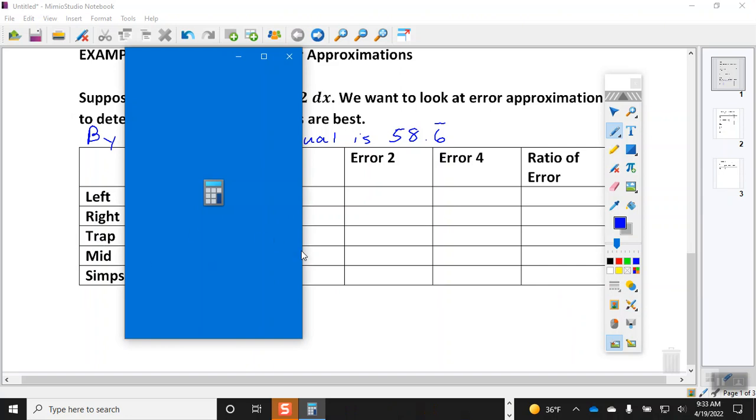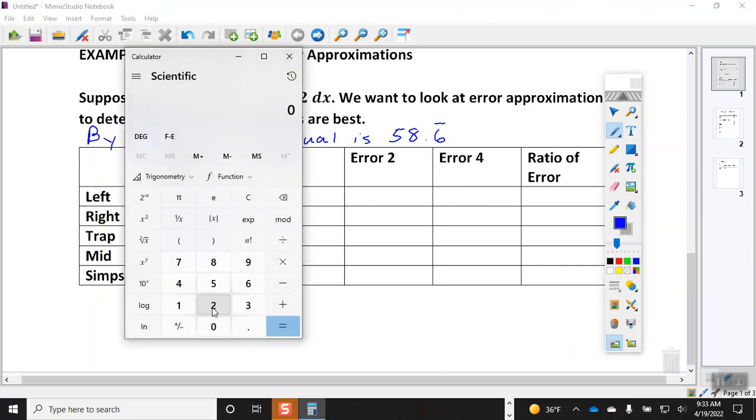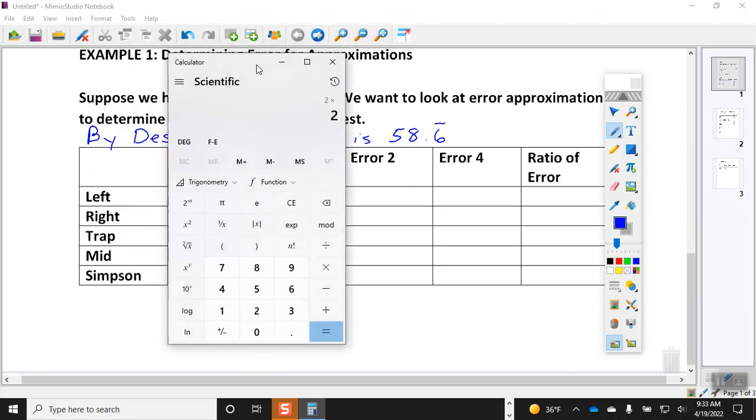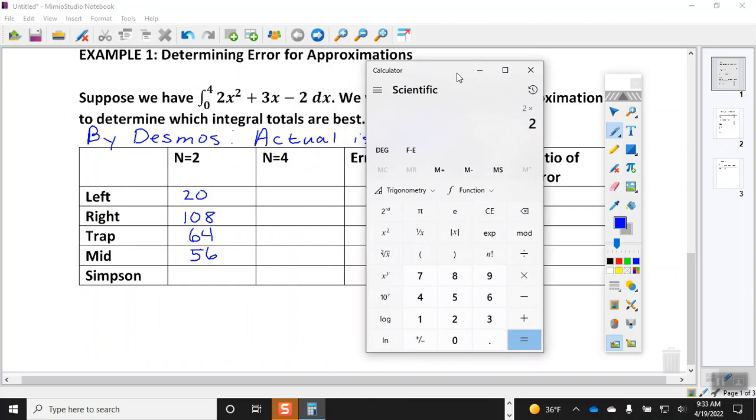Okay. All right, so talk to me. How many midpoints do we need? One or two by rule? Two of them. So we're going to go 2 times what was our midpoint approximation for two intervals on this definite integral? 56. 2 times 56. What do we got for a value there? 112. What do I need to add in? 64, which is my trapezoid value. And then divide all of this by 3.